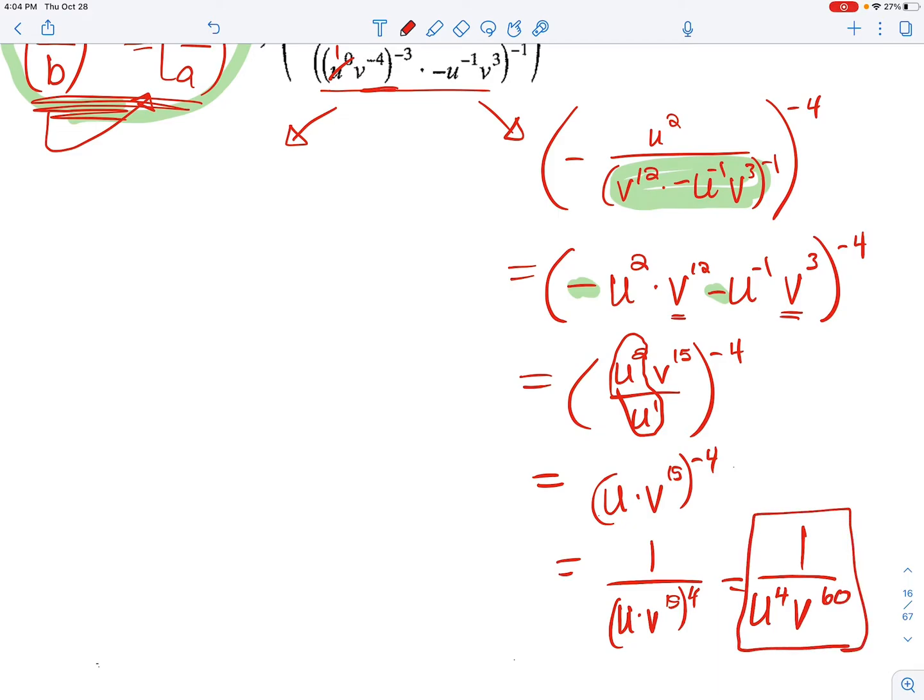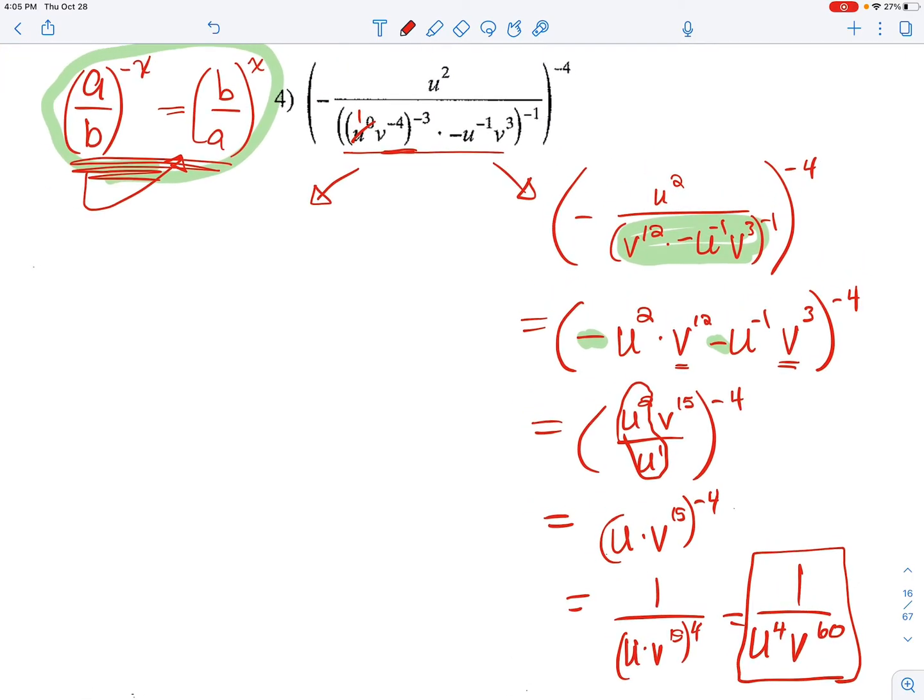Whew. Now, if you prefer, you can keep watching if you want to see a different way that this is done. Some of the same properties, of course, but just in a different manner. Let's see. What do I do first here?